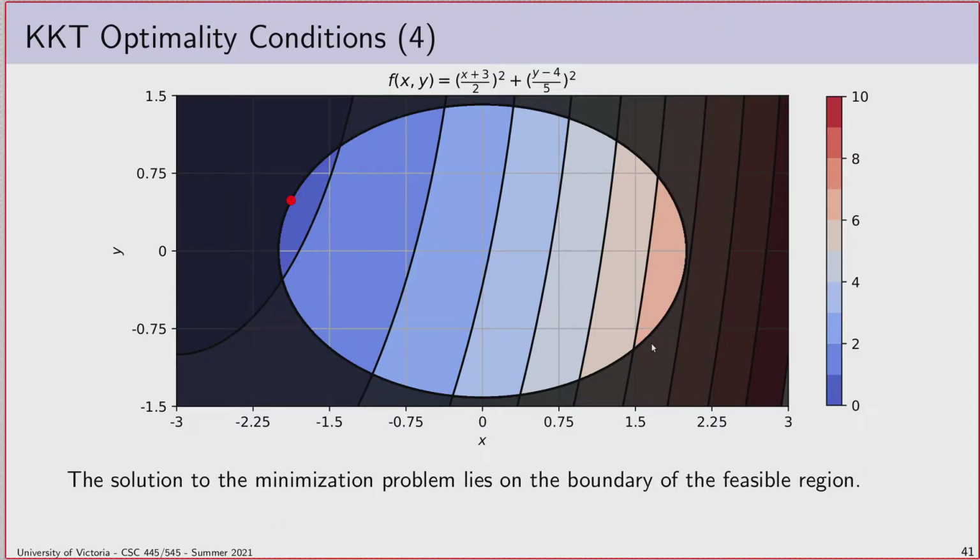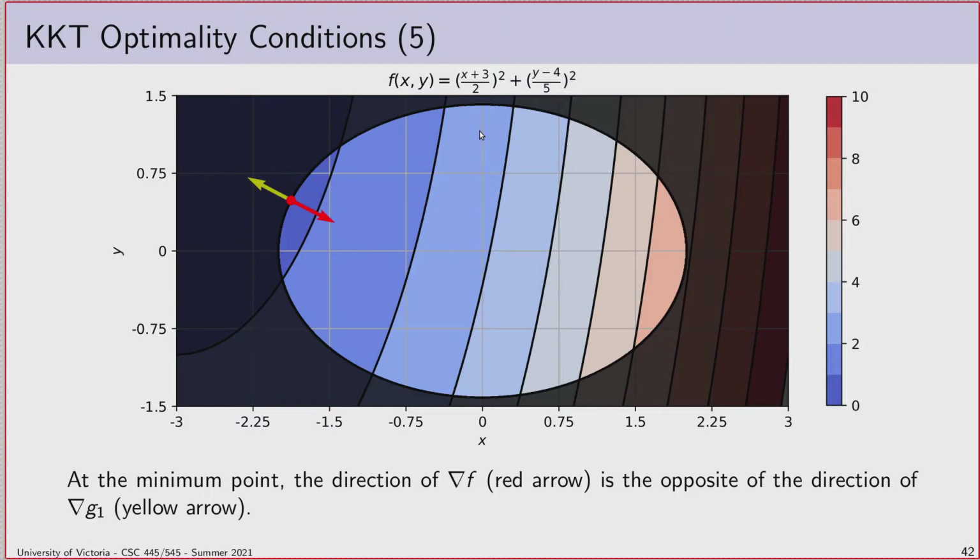So here is the solution to the minimization problem. It lies right here on the boundary of the feasible region. That shouldn't surprise us because we know that if we have a constrained optimization problem and the objective function isn't unbounded, the solution is either going to be a strictly interior point or it's going to lie on the boundary. And we know that there are no minima of the objective function in the interior, and that means we should expect that the minimum will lie on the boundary.